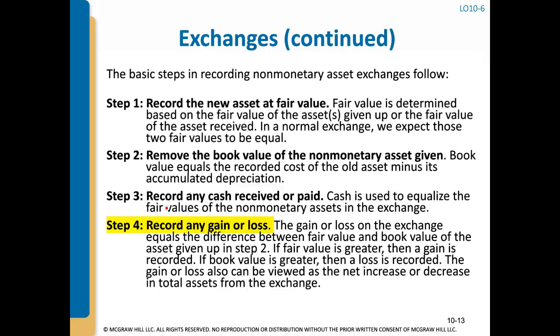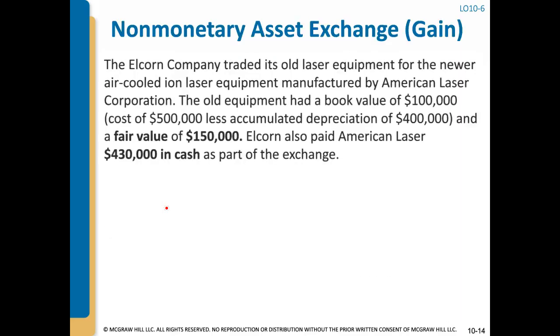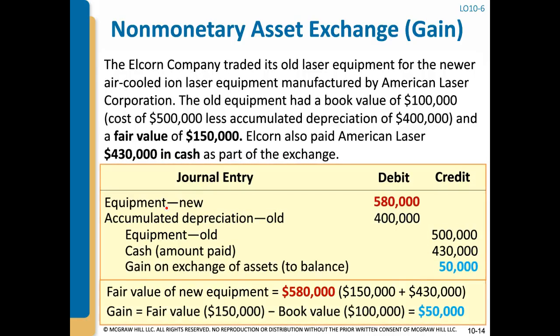And then step 4 is to record any gain or loss, which is equal to the difference between the fair value and book value of the asset given up in step 2. So let's look at that. The fair value of the asset given up, we're told, is $150,000, minus the book value of $100,000, that's the 500 minus 400. So we have a gain of $50,000. So we're going to credit gain on exchange of assets of $50,000. That's how we get to this entry when we exchange 2 assets and it's a gain.